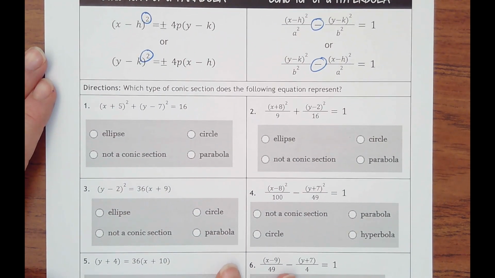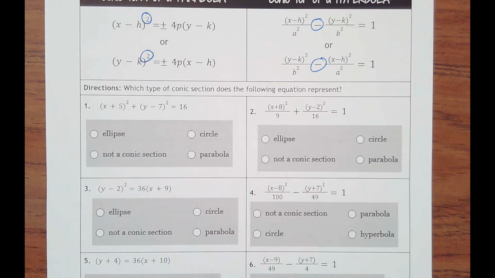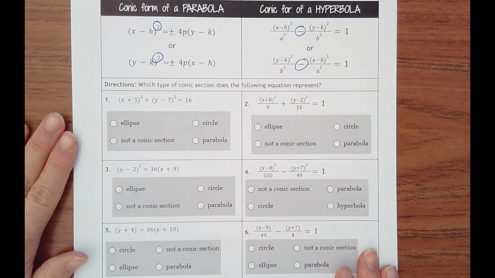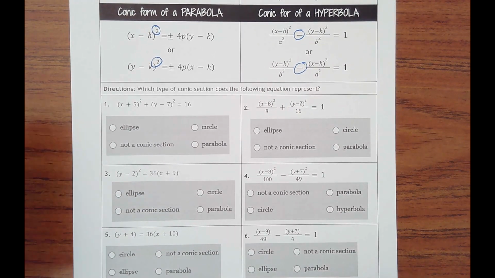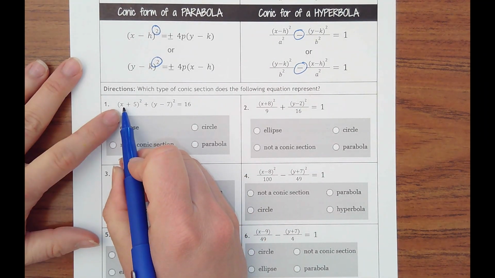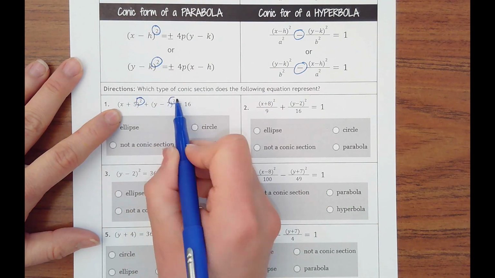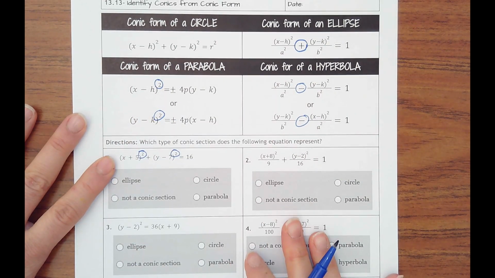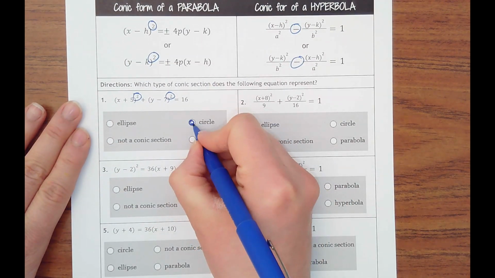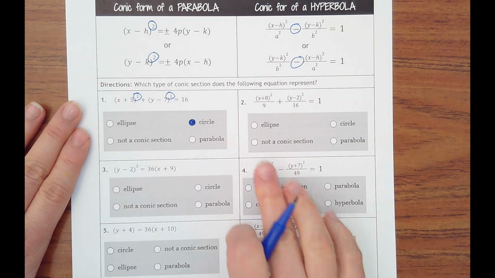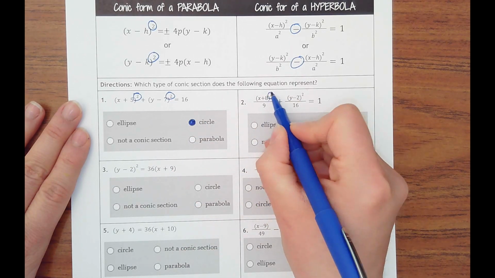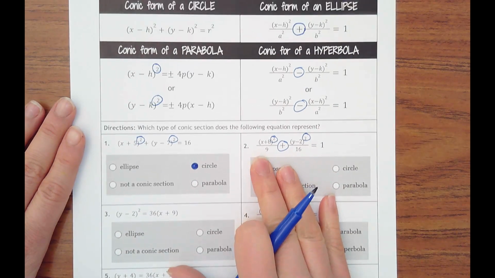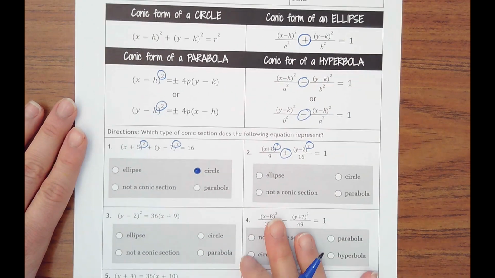It says, which type of conic section does the following equation represent? I'm going to zoom out so I can see all of them at once. Okay, so I see that I've got x and y both getting squared, and I'm equaling a number. That would be my circle. Number 2, I see that x and y are both being squared, and I'm adding, and so that would be my ellipse.